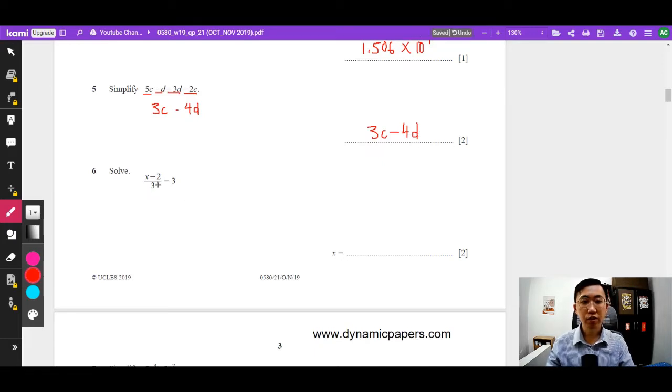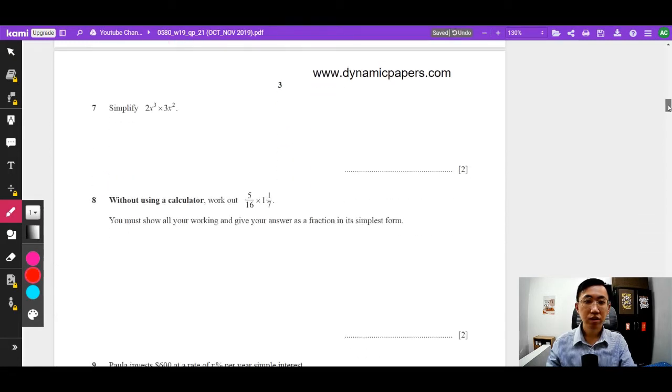Okay, solve. What I like to do is anything at the bottom you kick towards the other side, and it becomes multiply. So write your working. x minus 2 equals 3 times 3. Continue to solve a little bit. This is going to be 9, and then your minus 2 shifts towards the other side, you will get 11. So x is 11. There you go. That's number 6. Let's go for question 7.